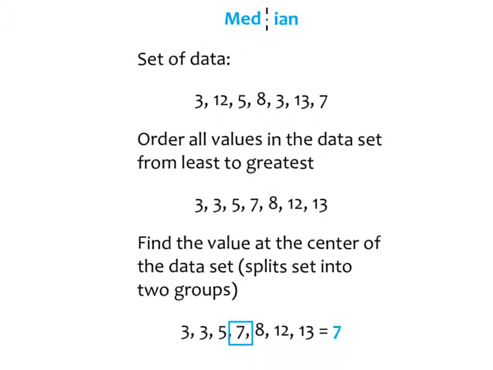Using the data set from our earlier survey, again 7 responses, to find the median or the middle. First, we order all the values from least to greatest. So now I have to take those 7 individual data points and put them in order from least to greatest. I find the value at the center of the data set. And in fact, if you see the number 7, that number 7 sits right in the middle of the data set. I've got 3 numbers to the left, 3, 3, and 5, and 3 numbers to the right, 8, 12, and 13. 7 is the median.